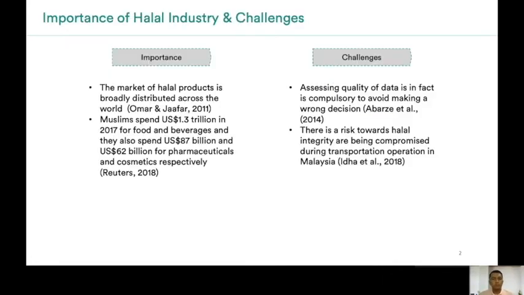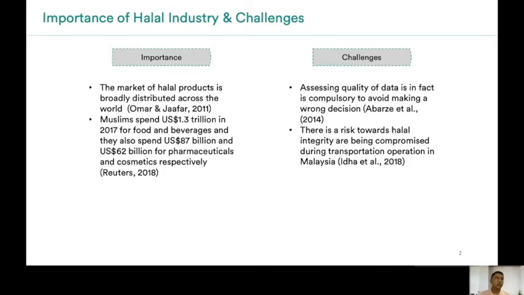Okay, so there are importance of halal and the challenges that the halal industry currently face. So first, for those who might not know, halal is an Arabic word which translates to permissible or permitted. And because halal is a very broad subject, here we will try to limit it to the halal industry, and we will talk about the challenges that it currently has in today's world.